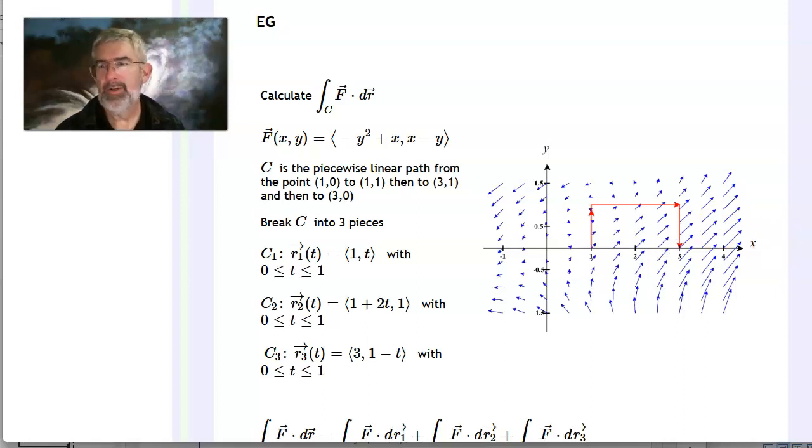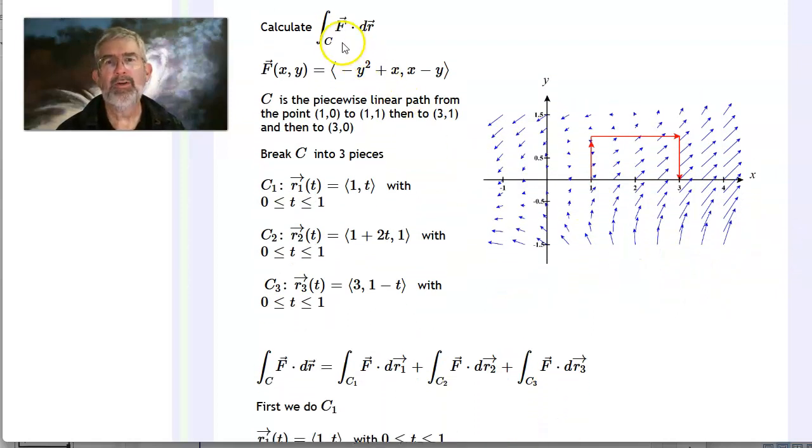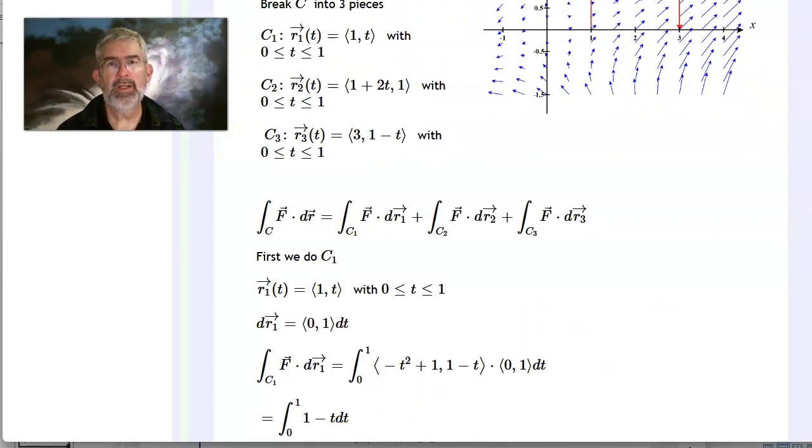Okay, so now that integral that I wanted to do is equal to the sum of the 3 individual integrals over the 3 parts. So let's look at each part separately and then add them all together in the end. First I'm going to do curve 1, and in curve 1, r sub 1 is 1 comma t. So I'm going to need to calculate dr1. The derivative would be 0, 1 dt. So dr is 0, 1 dt.